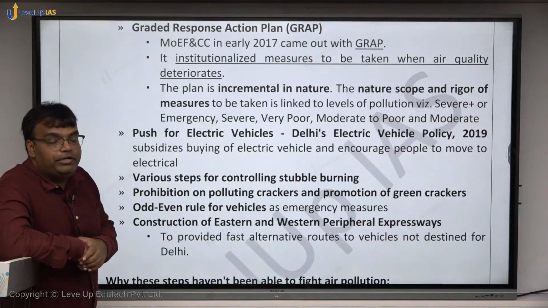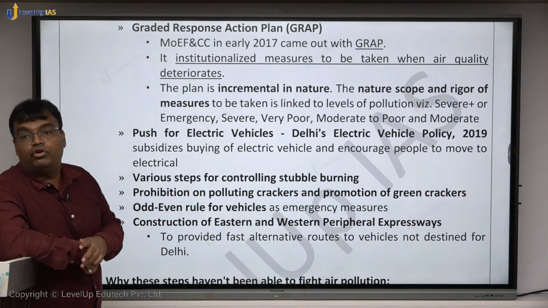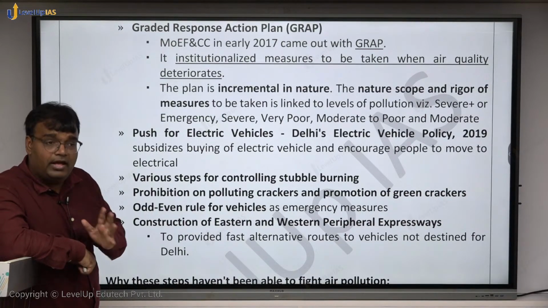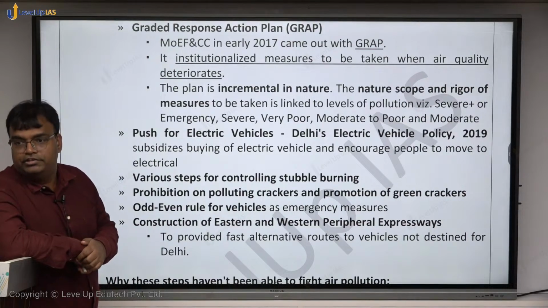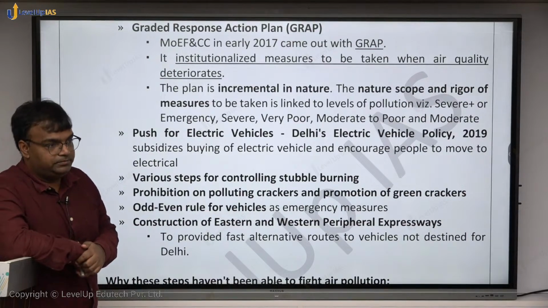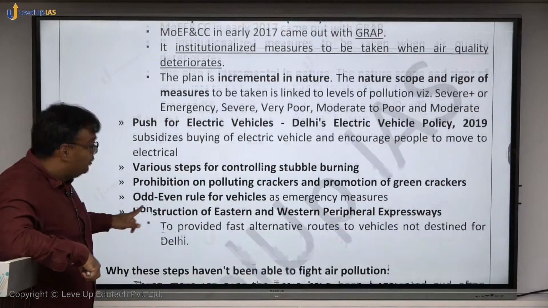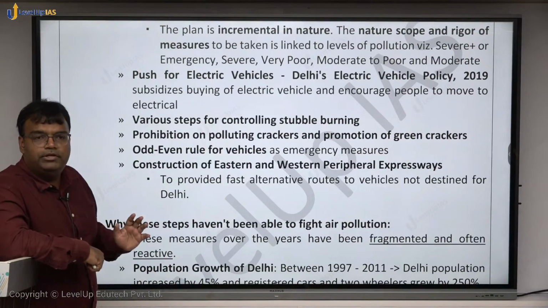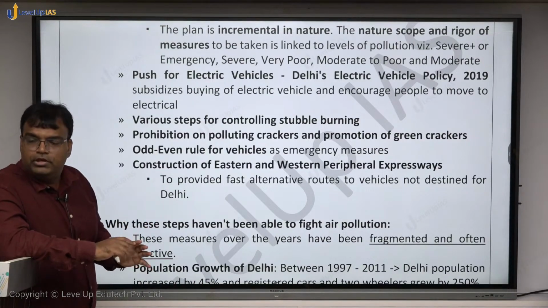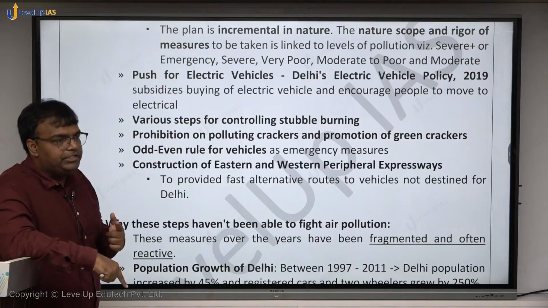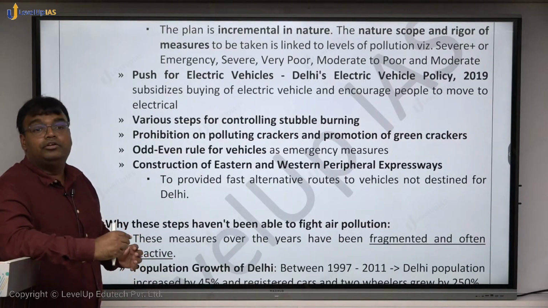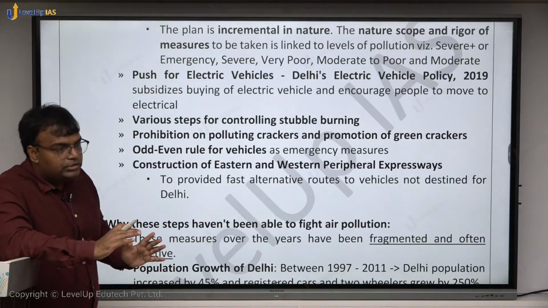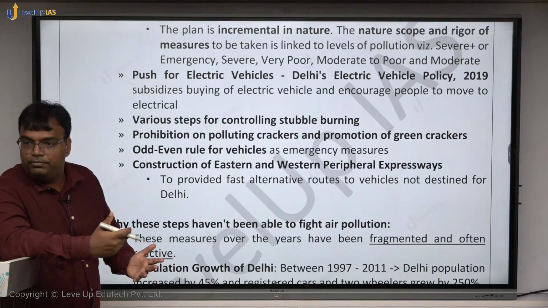Delhi Electric Vehicle Policy 2019 has given a lot of push to electric vehicles in Delhi. In fact, the highest number of electric vehicles in the country is in NCR. For stubble burning, we'll cover it in some time, a lot of steps have been taken. Those steps like government orders are there, subsidies are there for machines, and the biotechnology-related PUSA decomposer has been developed. All those steps are also steps towards fighting the air pollution problem in Delhi.